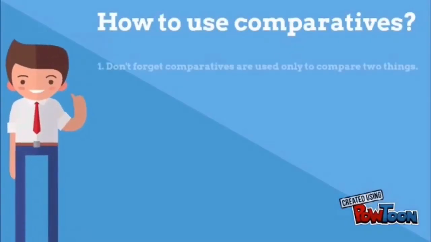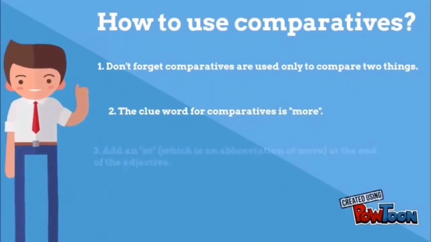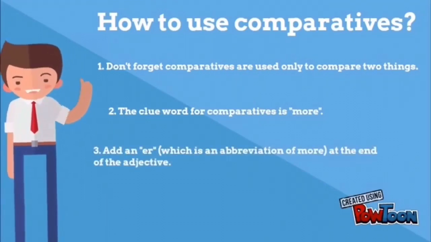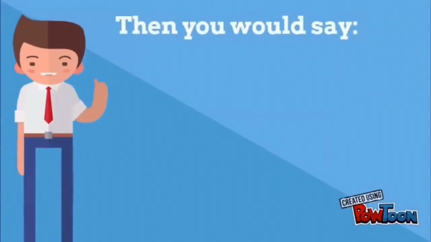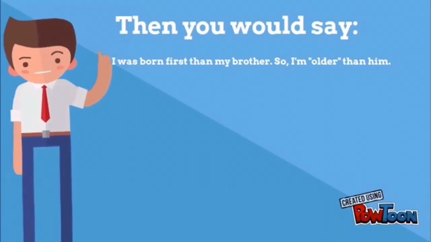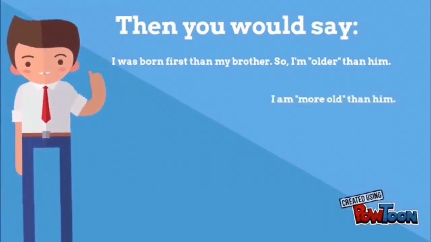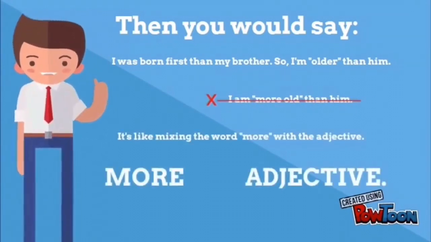How to use comparatives? First, don't forget comparatives are used only to compare two things. The clue word for comparatives is more, add an ER, which is an abbreviation of more at the end of the adjective. And if the adjective is too short, just duplicate the last letter. Then, you would say something like, I was born first than my brother, so I am older than him. What you cannot say is, I am more old than him. This is not correct. It's like mixing the word more with the adjective.